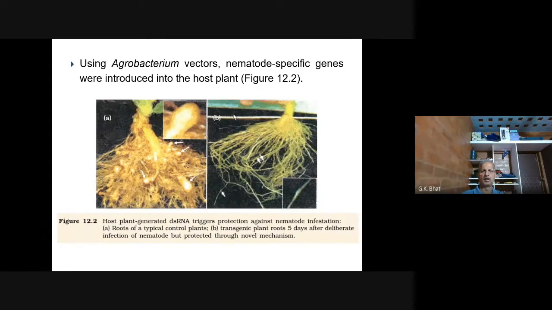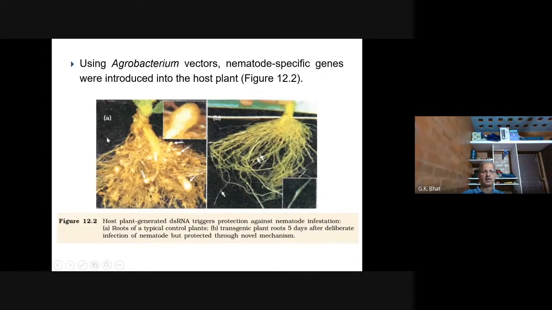You see another one. Using agrobacterium vector, nematode-specific genes were introduced in the host plant, and these nematode-specific genes will not permit the nematode to survive. It will make the nematode die. Host plant generated double-strand RNA triggers protection against nematode infestation.